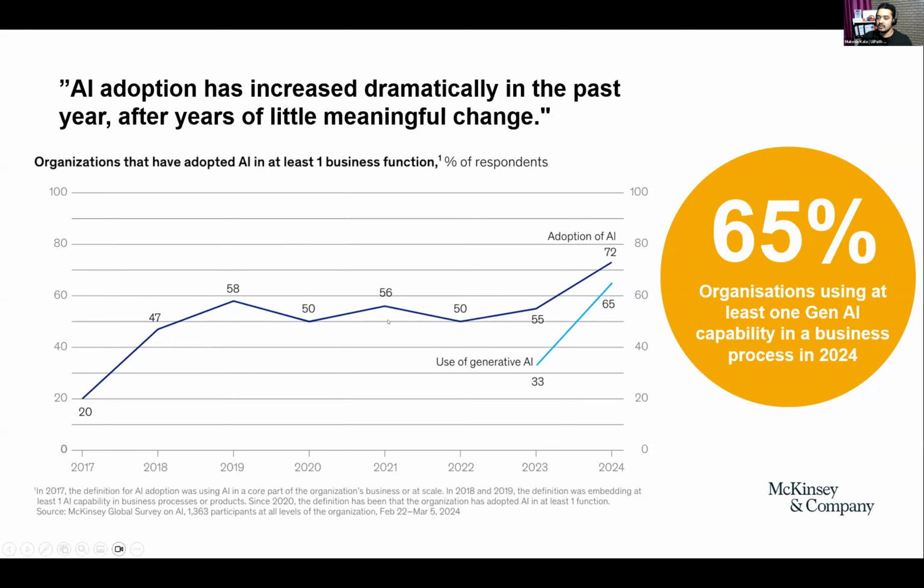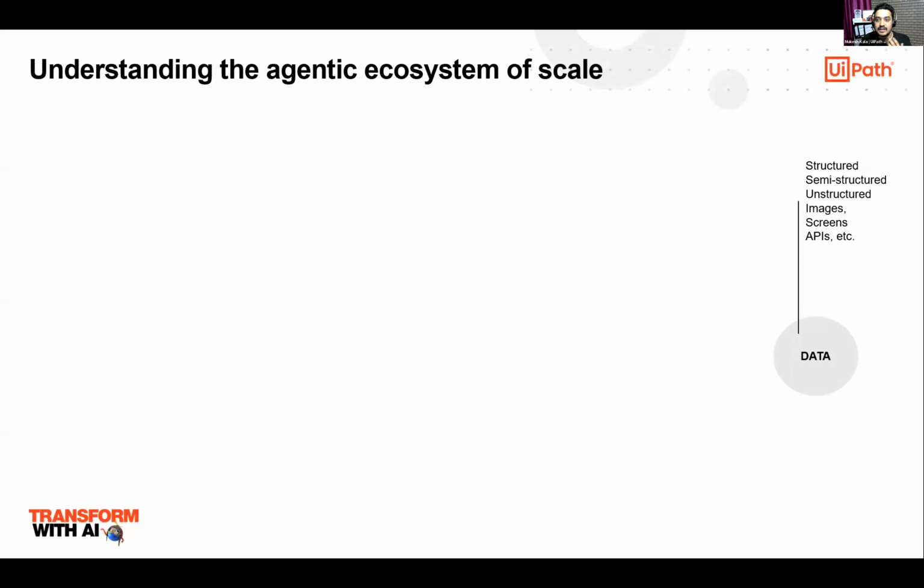Okay, so this is just a slide which talks about how AI has been adopted across the organization in a couple of years, and you can see that close to after 2023 we are seeing that shift going at a very high speed, right? Now let's understand where exactly this agentic is coming into the picture.